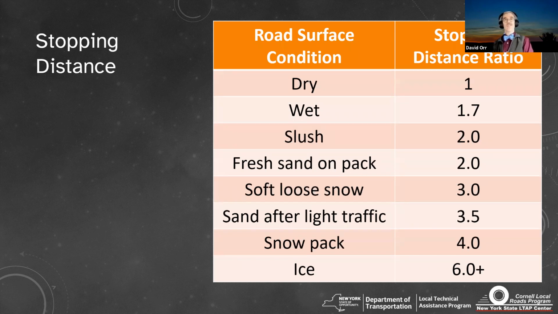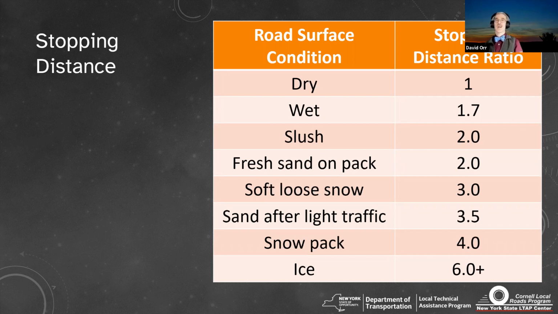If you start getting light traffic and you've just put down sand, once that light traffic gets on top of the sand, it blows the sand off or it crushes it into the snow and it gets even slicker, okay? And of course, straight snowpack with nothing treated, no treatment at all, can actually get pretty slippery. You'll get spots of ice. So that's why the stopping ratio is up to 4 times as far.